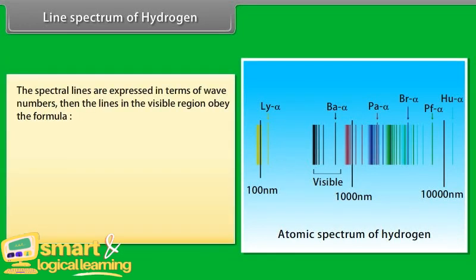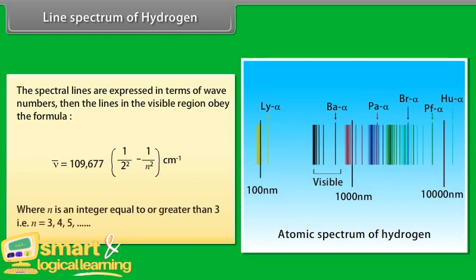The spectral lines are expressed in terms of wave numbers. Then the lines in the visible region obey the formula: wave number is equal to 109677 into 1 by 2 square minus 1 by n square per centimeter, where n is an integer equal to or greater than 3, that is, n is equal to 3, 4, 5 and so on.